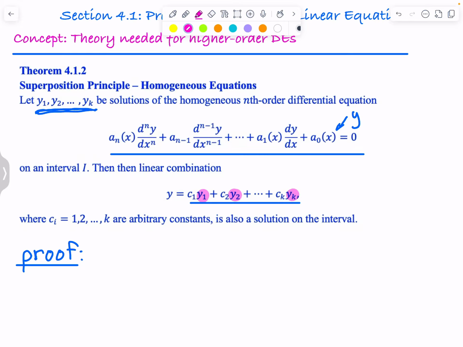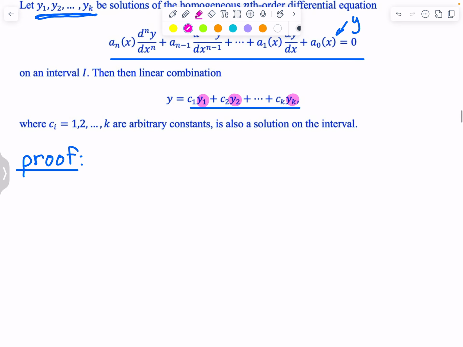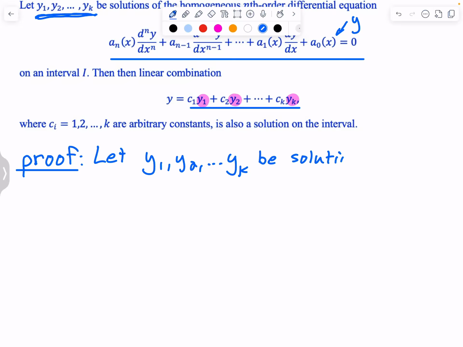So let's take a look at what a proof would look like, and I'm going to make this not formal at all, really. Let y1, y2, dot dot dot, yk be solutions, and then this is where we're going to get lazy, to L of y equals 0.